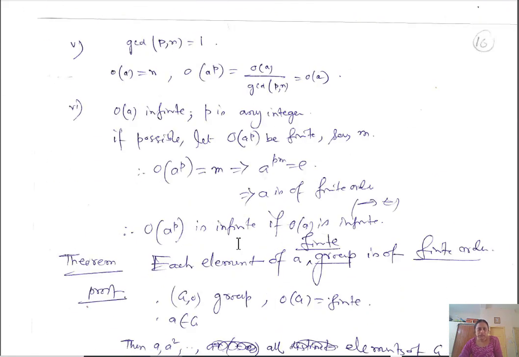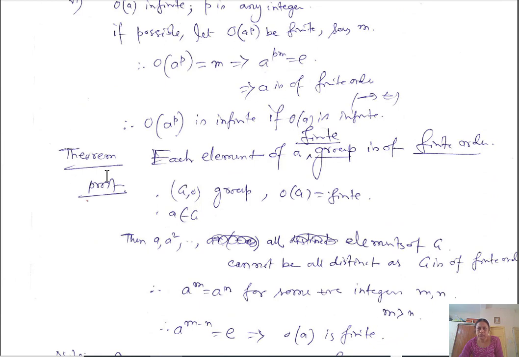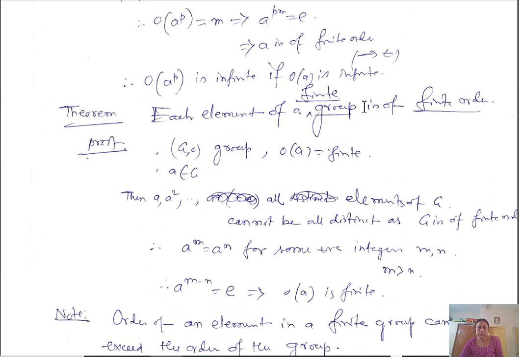One more point to note: if you have a finite group, each element will have finite order. You can argue this fact very easily. This is a finite group. Finite group means group order is finite, that means the cardinality of the set G is finite. Now you are asked to show that every element in the group must have finite order.